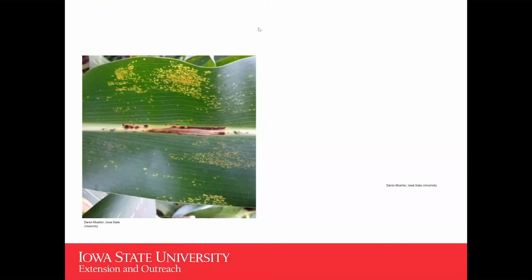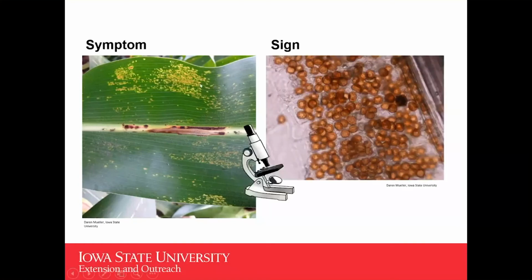So right here, we are looking at a symptom, and the reason is because we cannot see any signs of a fungus, bacteria, nematode, virus. We can't see any of those particles that would right now identify this as a disease. But if we were to take this sample, bring it in the lab, look at it under a microscope, we would find that within these black spots, we would find our sporangia here.